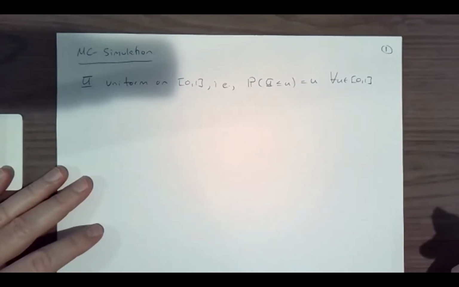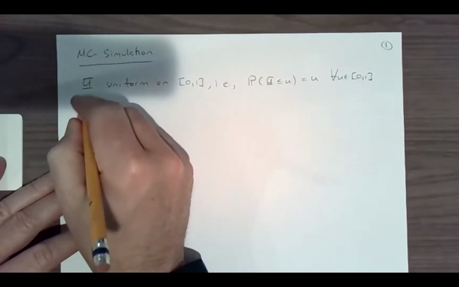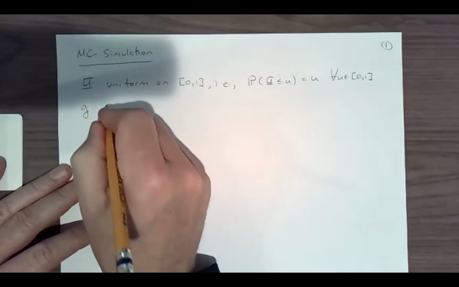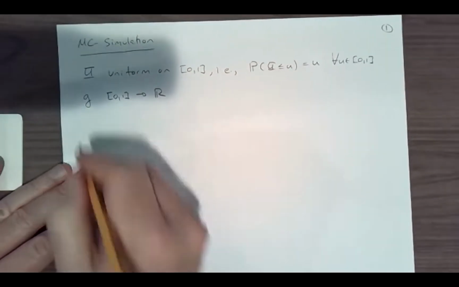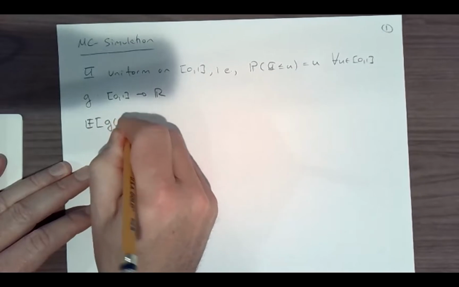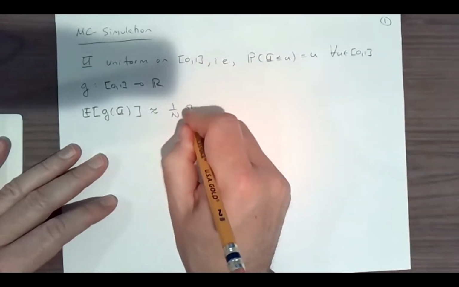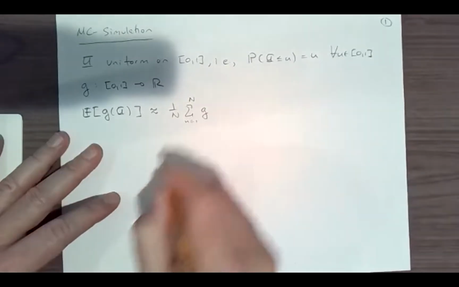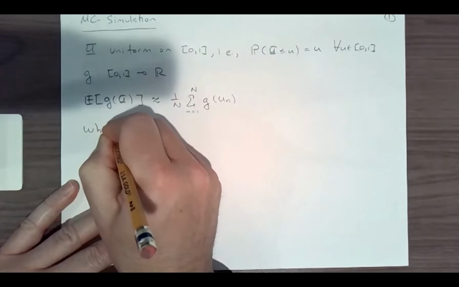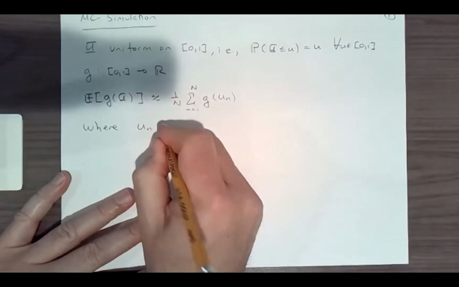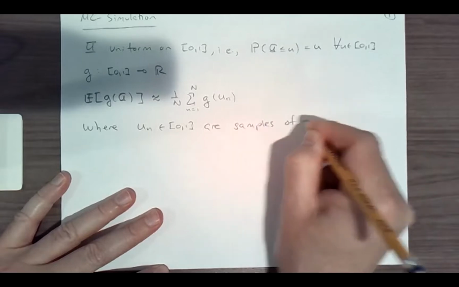And so the estimate we would get is that if you take a function, I think we call it g, from 0, 1 to R, we will be interested in computing an expectation of the form g of U. We would approximate this by looking at 1 over n, summing g of little u_n, where the u_n are numbers between 0 and 1, samples of the random variable U.